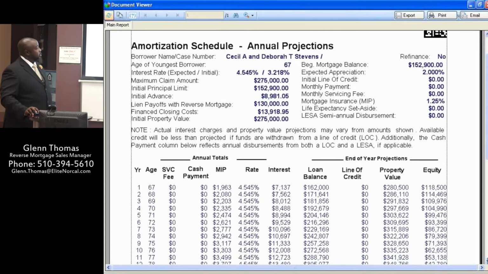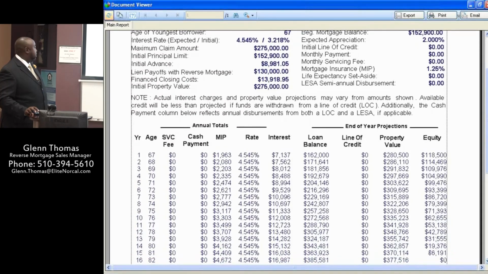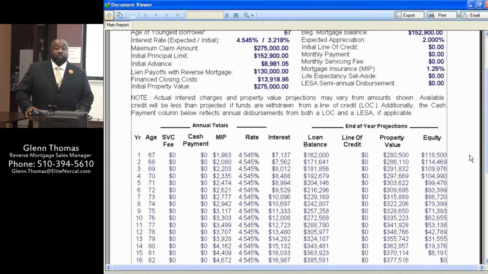See, the equity goes away at year 16 if it only appreciated 2%. So 16 years with a 2% appreciation before all the equity in your home is gone, because the interest ate it up. 16 years of not having to make mortgage payments. They have to weigh the option. Is it better to make those mortgage payments?